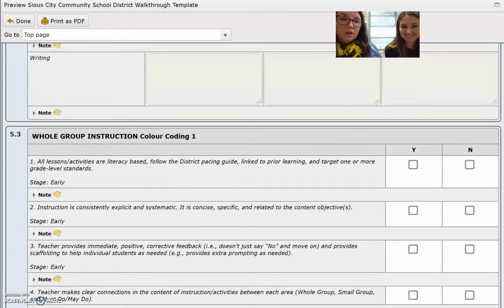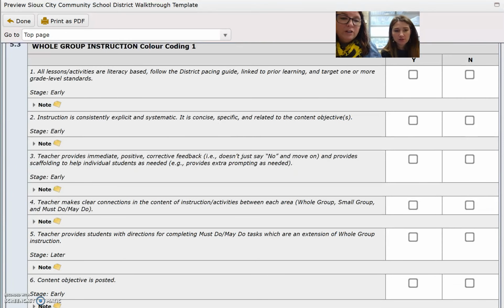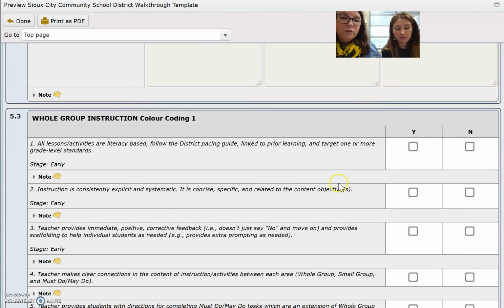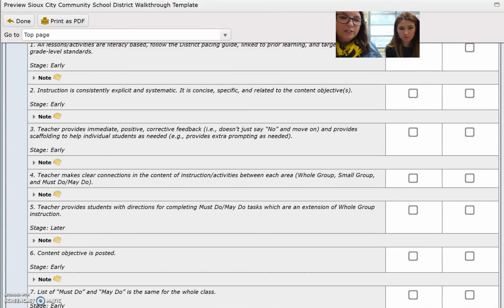Okay. So going down to whole group instruction, you'll see this color coding. This is an error. This was meant so that this section had color coding in it, and it's a long story. Anyways, don't worry about that. You'll notice in this whole group section, there are some items that don't pertain to whole group, and those will be removed from the tool. And so in the PDF that Kim and I have attached for today, you'll notice those areas have been crossed off with some additional notes.